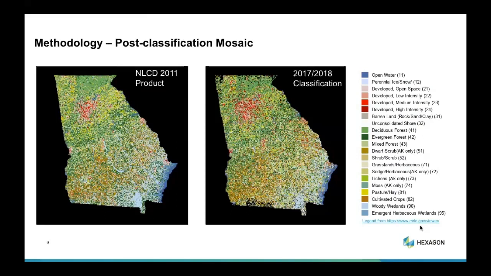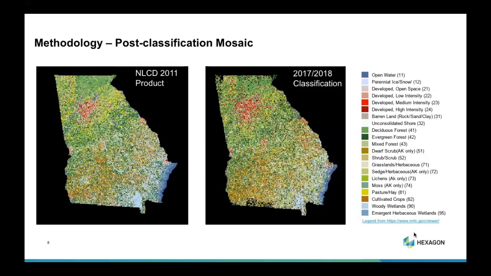So there are a few things you'll notice. There's a fair amount of development right in the center, and you can see the legend on the right as well. So the pink and the red shows developed area, and you can see that's increased in 2017, 2018 in comparison to 2011. And that actually is where Metro Atlanta is, so that result makes a lot of sense.